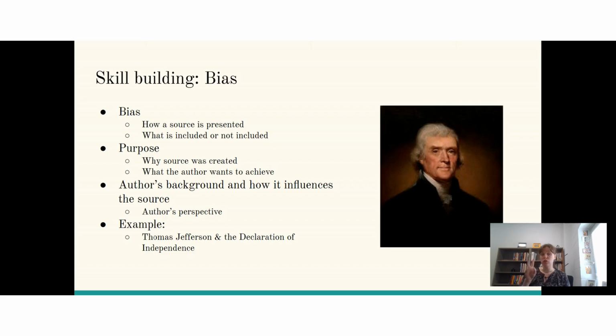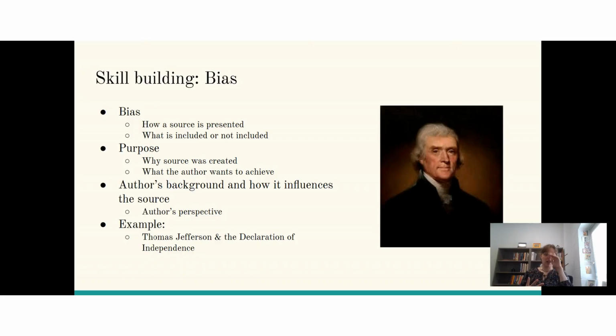So, how do we determine bias? Well, we do so two ways. First off, we need to think about what is the purpose of the source. So, why was the source created and what does the author hope to achieve? If we're looking at a piece of propaganda, well, the author is trying to convince someone to do something. Versus if we're looking at a diary entry, well, the author's kind of recording their own thoughts and everything's going to be skewed towards their perspective versus no one else's perspective.